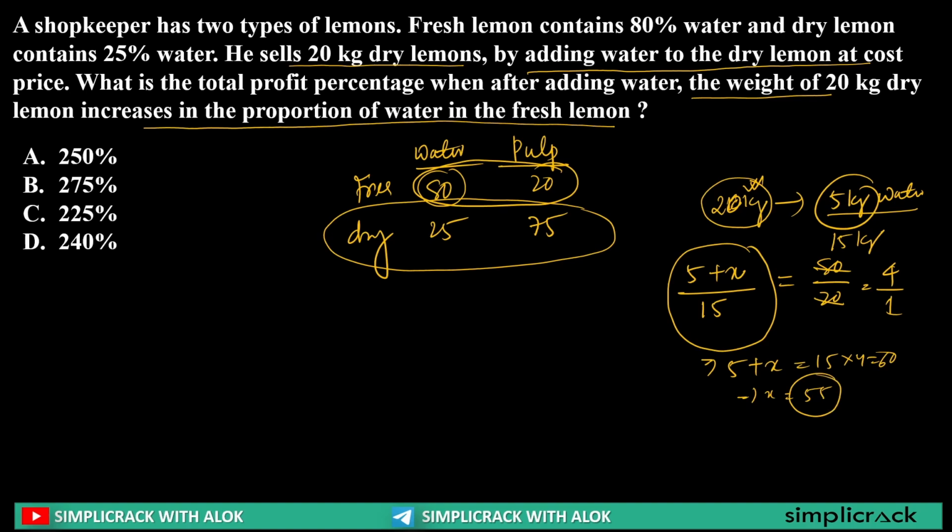So now it is saying that we are adding this much amount to the whole thing, right? And we are selling it at the cost price, that is 20. So what is the profit? See, whatever water we are getting, we get it for free, but we are charging it at the cost price. So the profit 55 upon this one will be known as the profit percentage. So 55 upon 20, that is 275%. So this is the profit percentage.